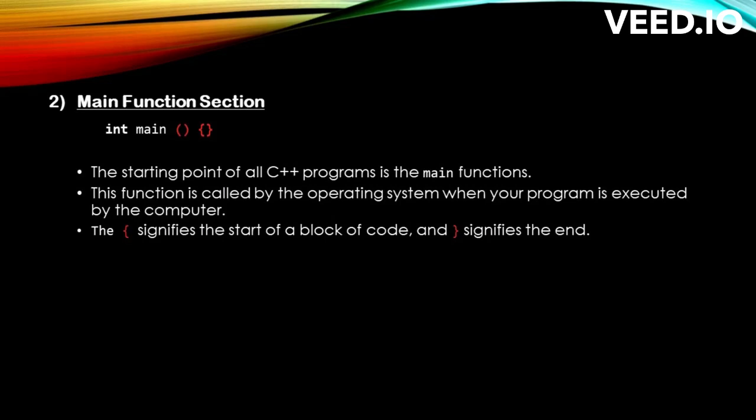Number 2, the Main function section. It contains the int main, open and close parentheses, and open and close curly braces. The starting point of all C++ programs is the main function. This function is called by the operating system when your program is executed by the computer. And the open curly brace signifies the start of a block of code, and the closing curly brace, of course, the end.